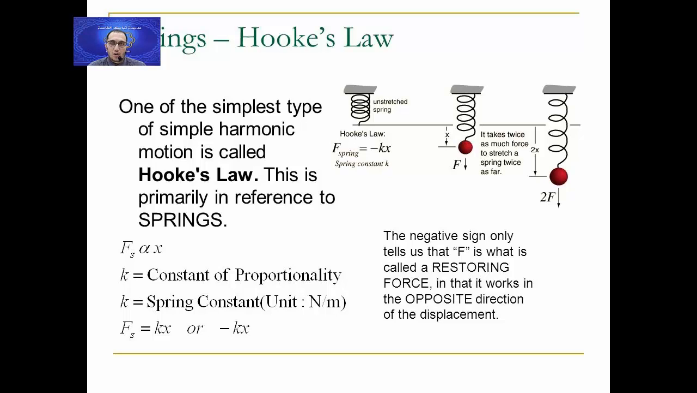So I can say k is the constant of proportionality, and it also has another name, the spring constant. So F equals negative kx. The negative sign only tells us that F is what is called a restoring force, in that it works in the opposite direction of the displacement. This restoring force is due to the pulling of the spring. This law is known as Hooke's law.